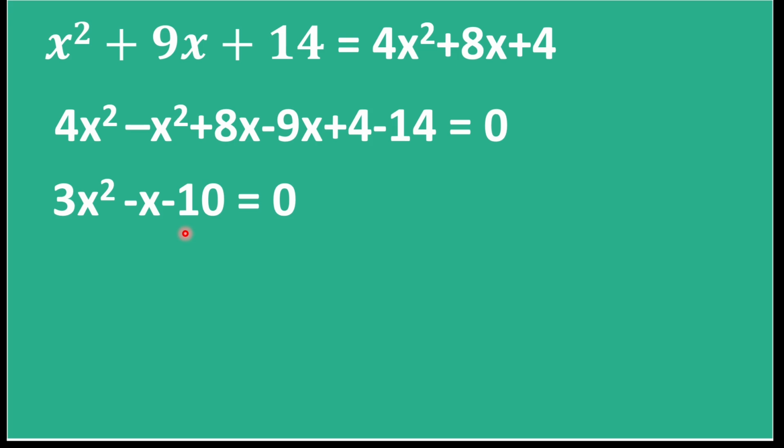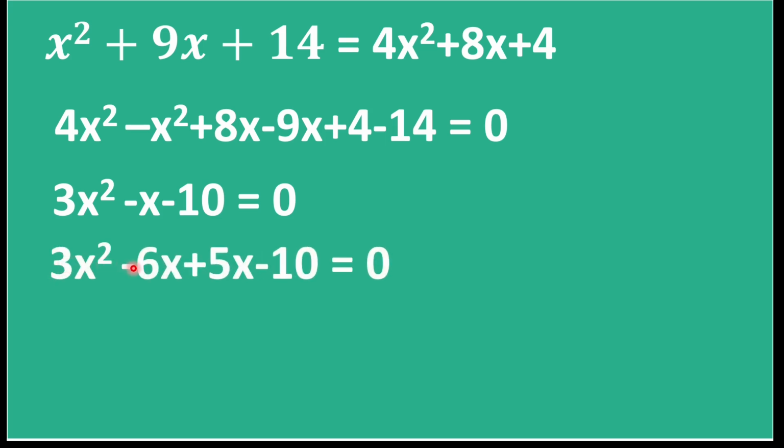So first we will try to factorize this equation. So if we factorize this equation in 3x square minus 6x plus 5x, so minus 6x plus 5x equal to minus x again. And if we multiply, so the multiplication is minus 30x square, and here minus 30x square. So both the conditions apply over here. So our factorization is correct.